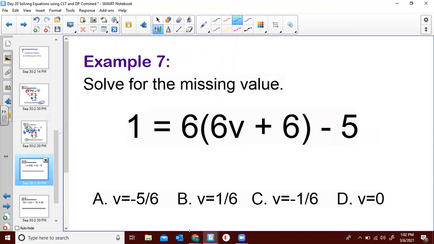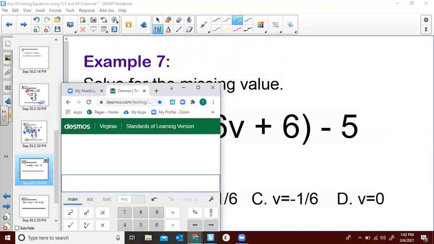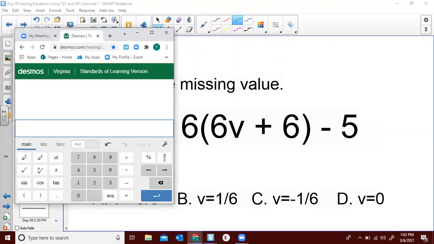So let's do the last 2 in Desmos. And what we have is to put the left-hand side in. Well, this one's really easy. The left-hand side is just 1, hit enter. And then put the right-hand side, which is 6 times 6b plus 1, plus 6, sorry, minus 5. And your variable is v, and we're just going to test our answers.